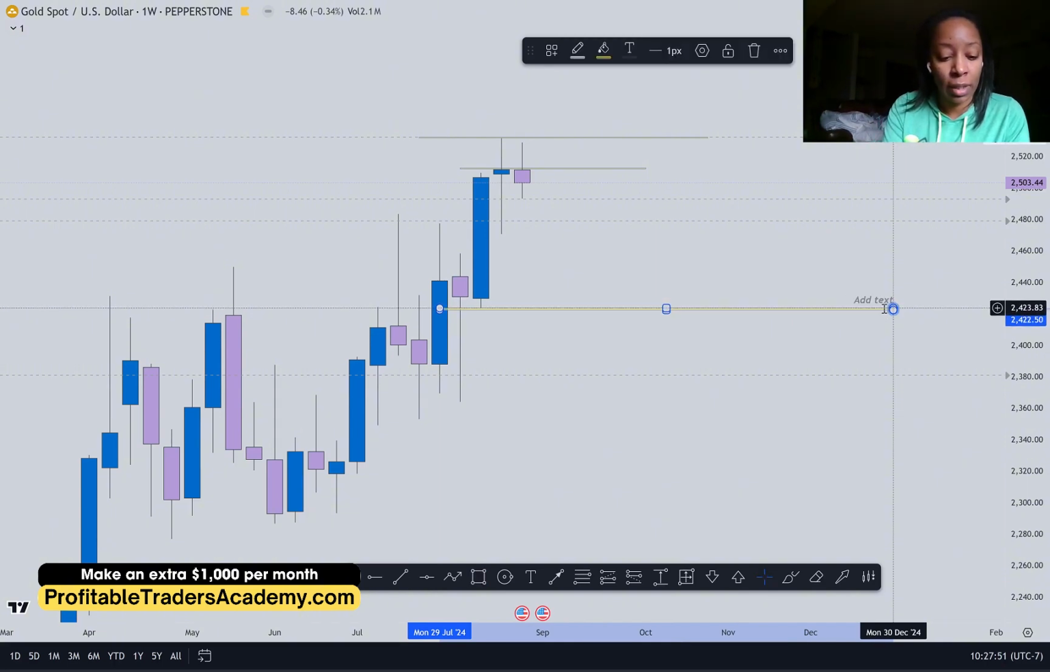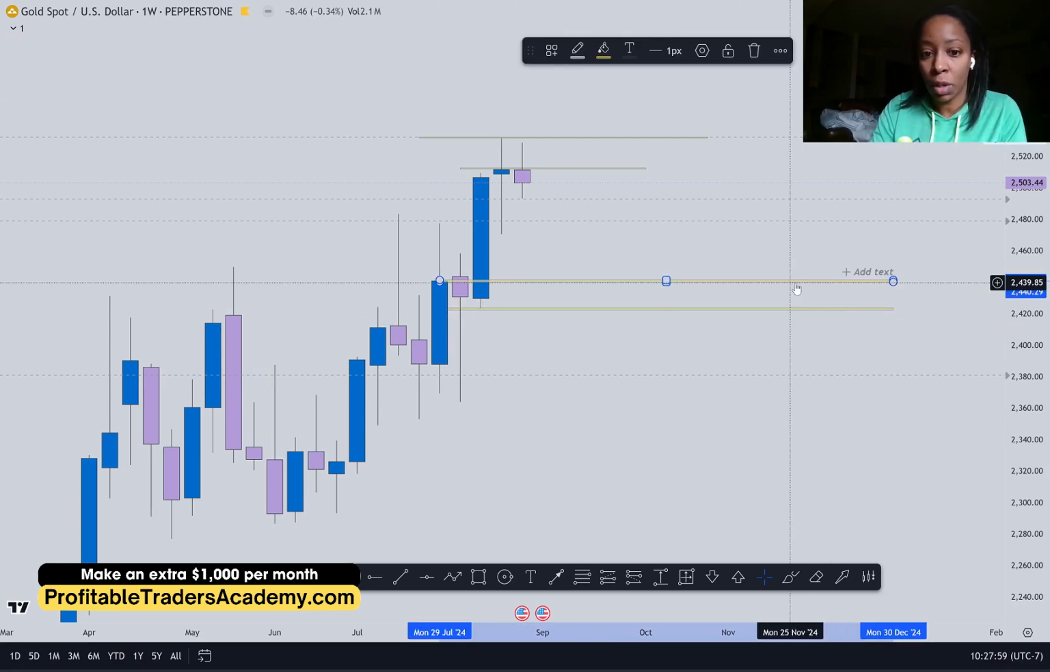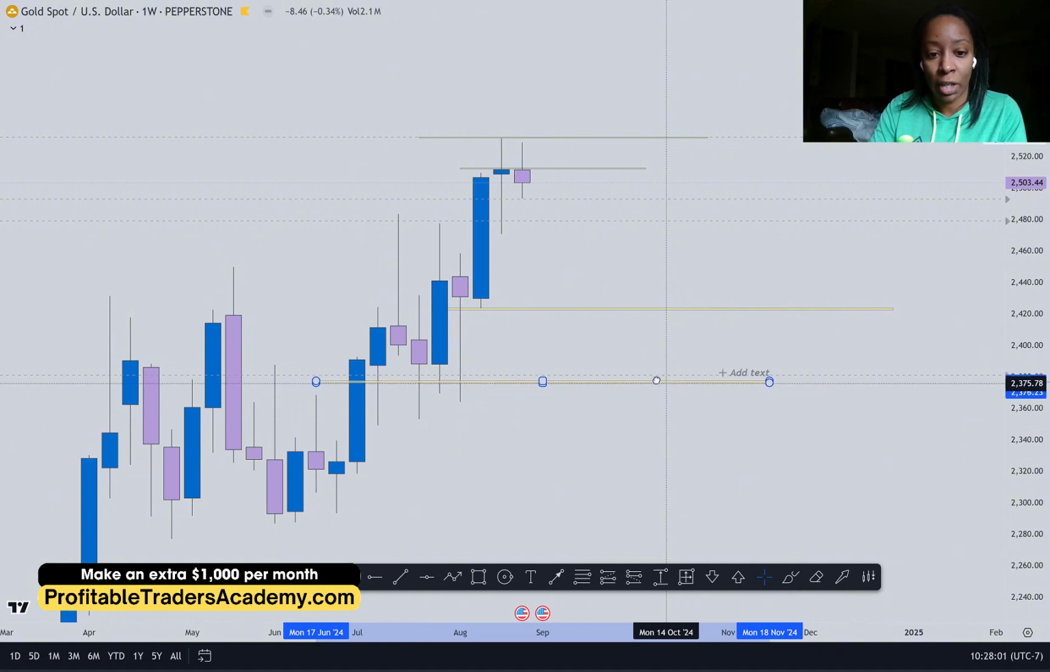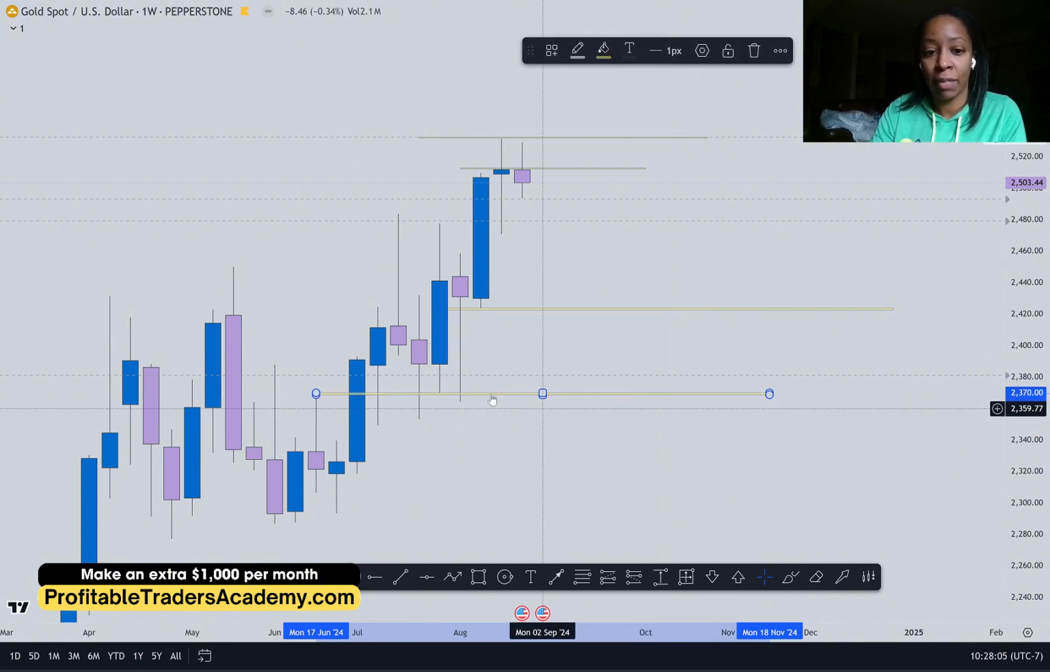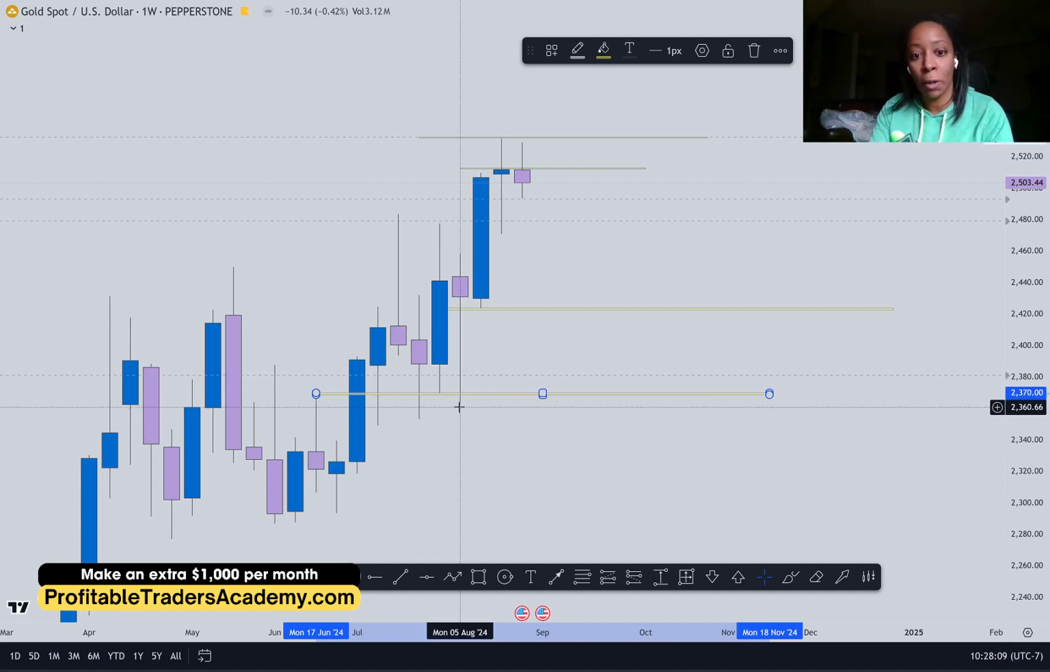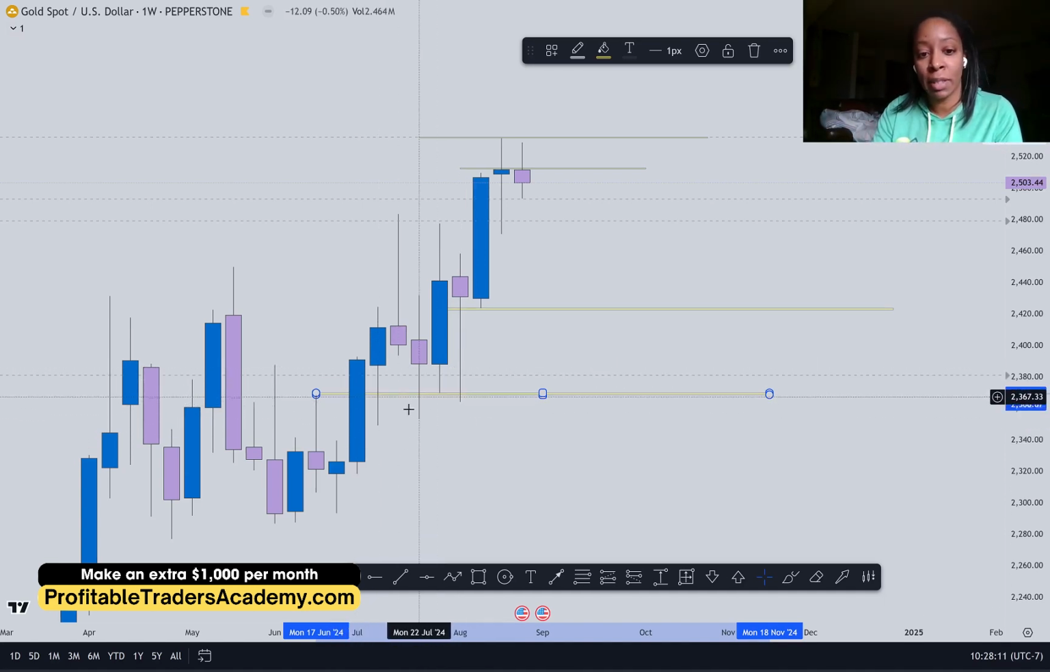And then also, let's just go ahead and clone this. Can we do that? Control C, V, great. So I also want to mark off this other level right here. This is a level I've been marking off for the past couple of weeks, mainly because we have all of these wicks: 1, 2, 3, 4 wicks right here. And the fact that price came into the zone and rejected tells me that this is a really strong level, and I definitely want to pay attention to that. So definitely want to mark that off.